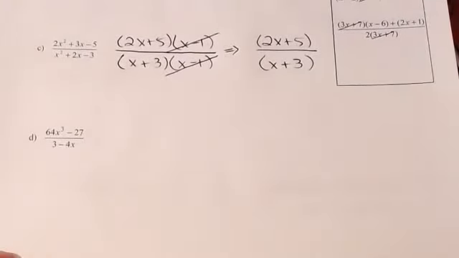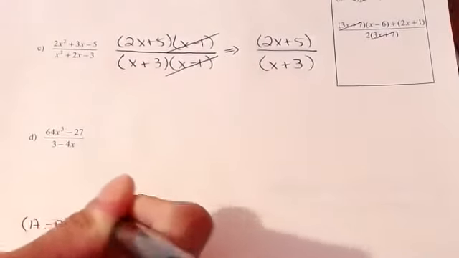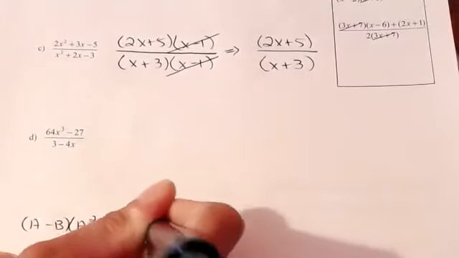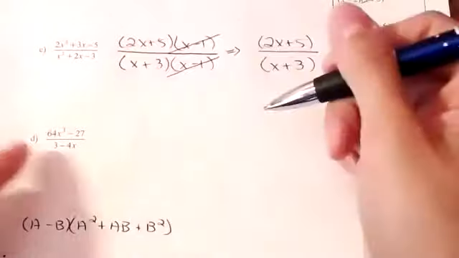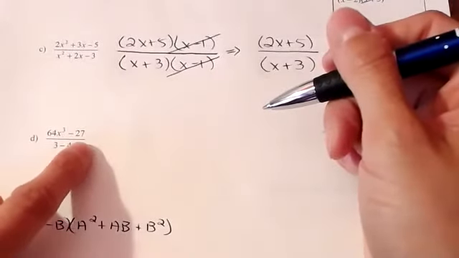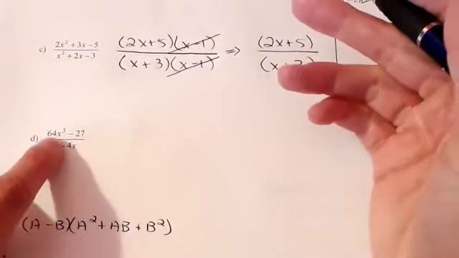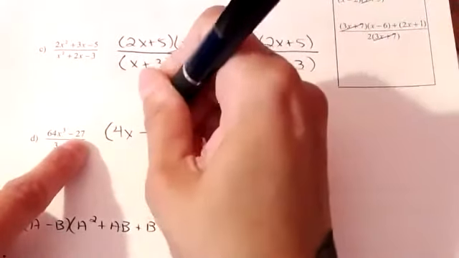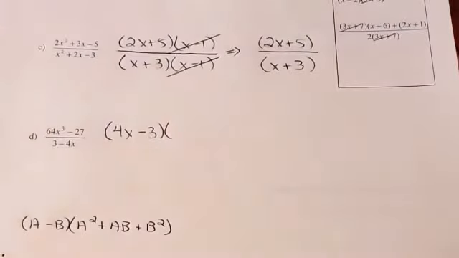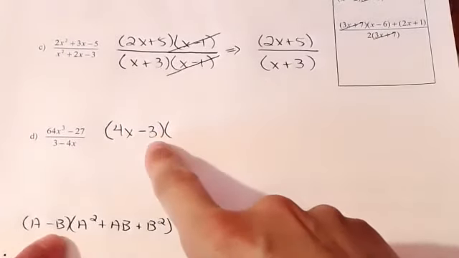So to factor the difference of 2 cubes, you have a minus b times a squared plus ab plus b squared. So that's what it would look like if you factored using that formula. When we factor this, we notice that we have a 4x and a 3 as my basic cube. When we think of this, we think of this as cube roots. So we know that our a is a 4x and we know that our b is a 3.